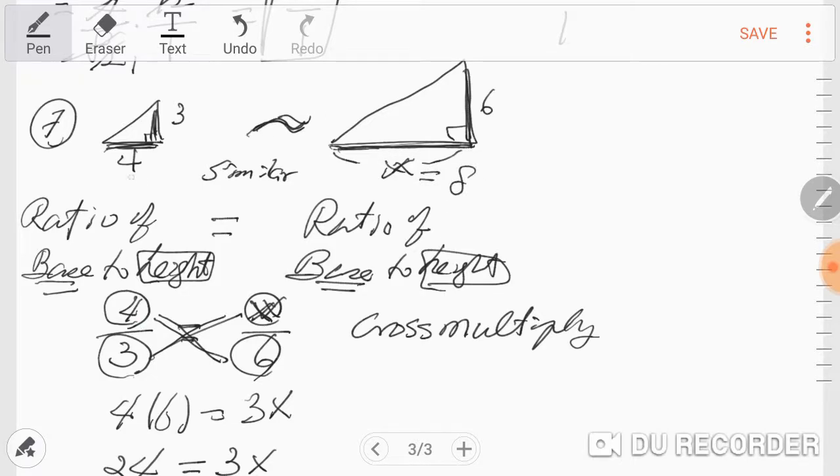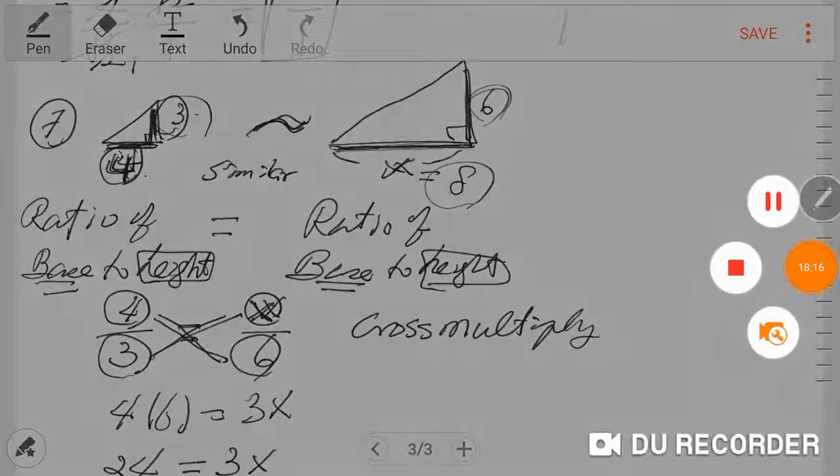Since it's similar, 4 became 8 by multiplying the base of the smaller triangle by 2. Then multiply the height of the smaller triangle by 2, and we get 6. So it's proportional. The larger triangle is proportional because we multiply each side of the smaller triangle by 2. Then it satisfies each length of the larger triangle. So this is a proportion.